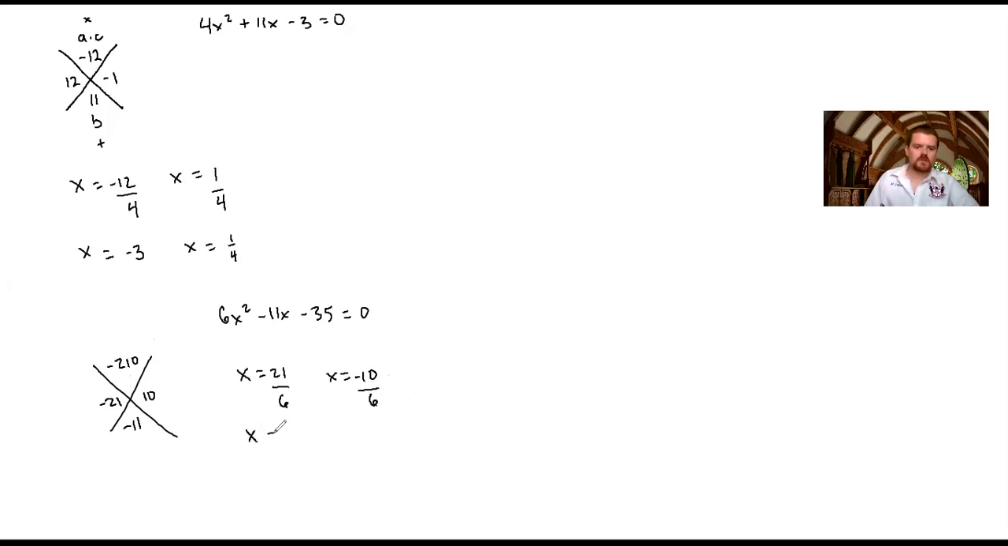So those are our answers, but if we can, we want to simplify. This one, top and bottom, are divisible by 3, so that's 7/2. And here, they're divisible by 2, so negative 5/3. And those are our answers.